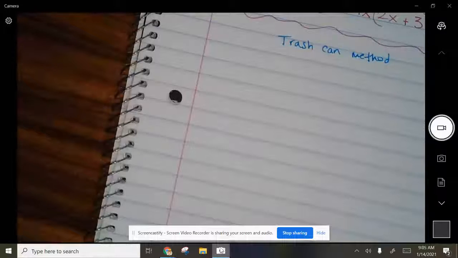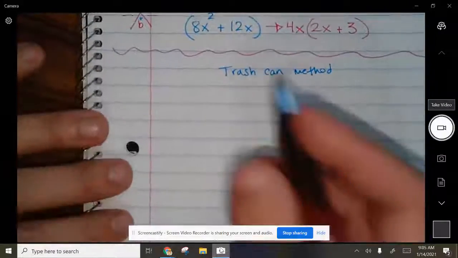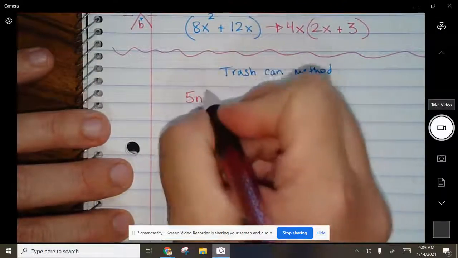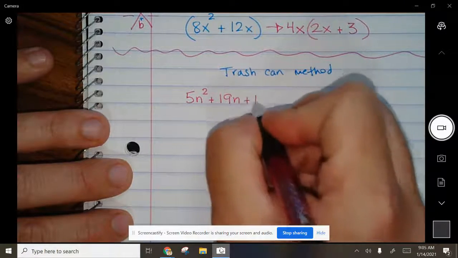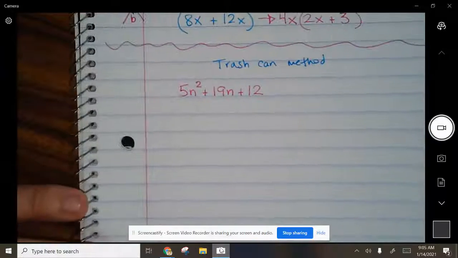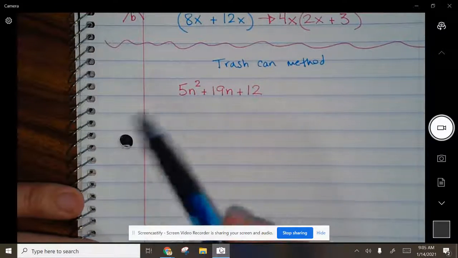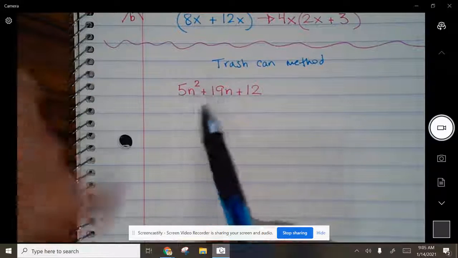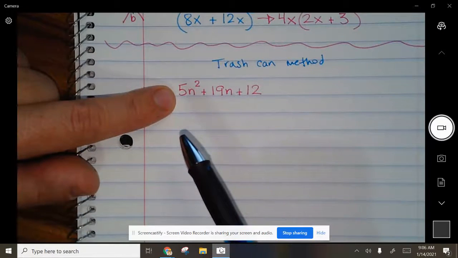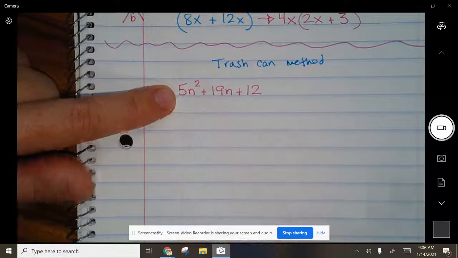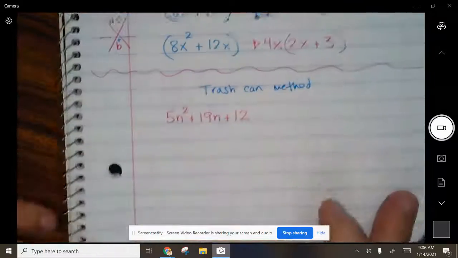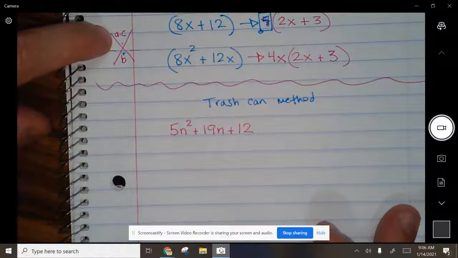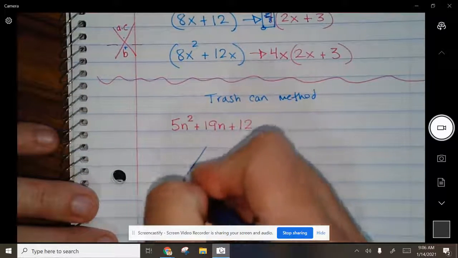All right, so your first problem is going to be 5n squared plus 19n plus 12. Okay, so what's different about this today is that your coefficient a is greater than 1. I want you to think about this problem in the same way, though. You're still going to do the same method. A times c is on the top, b is on the bottom. So let's go ahead and go for it right now.